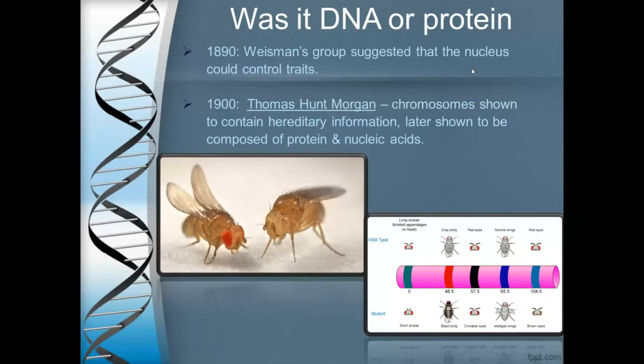So in 1819, a guy named Weissman did some studies on some cells, and they thought that the nucleus seemed to be what controlled the traits. So if they somehow messed with the nucleus, the traits changed. That suggested, since there were proteins and DNA and RNA in the nucleus, that something within that nucleus was involved. So that led us to thinking DNA or protein. And then in 1900, Thomas Hunt Morgan, who's a huge fruit fly guy, discovered a lot of cool things studying fruit flies. But one of the things that he did was he could study the chromosomes of fruit flies. So fruit flies are really cool.